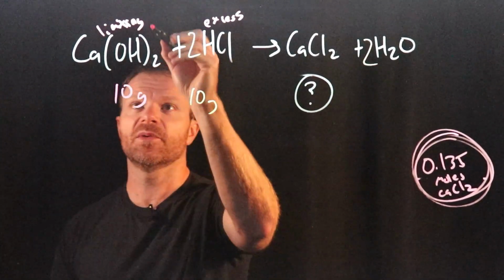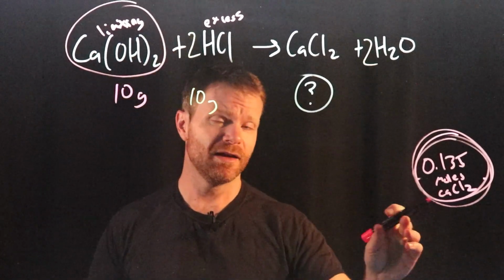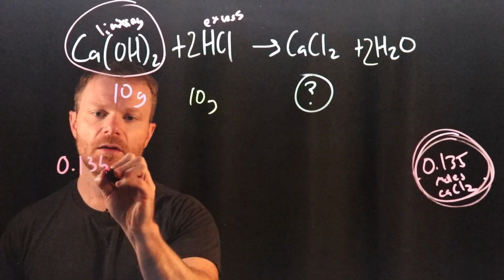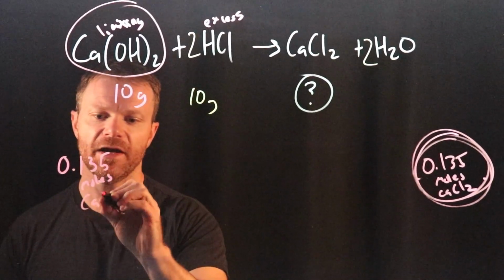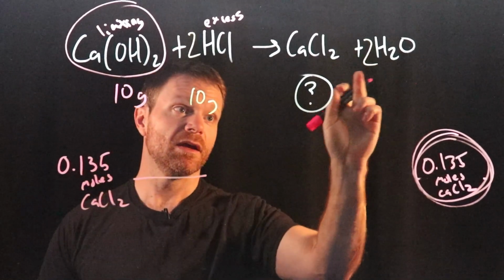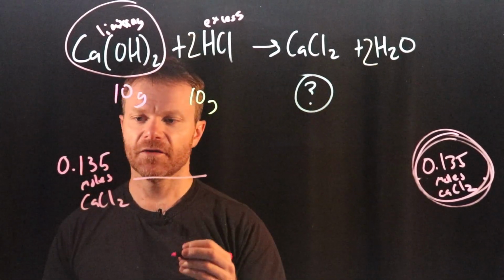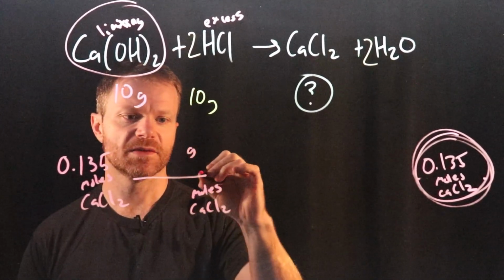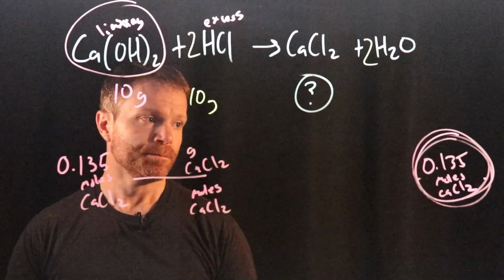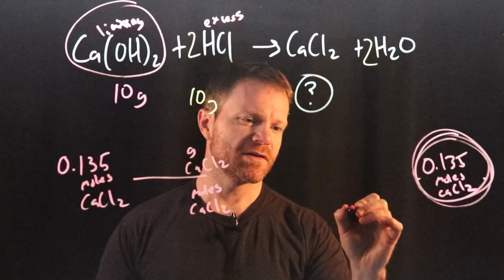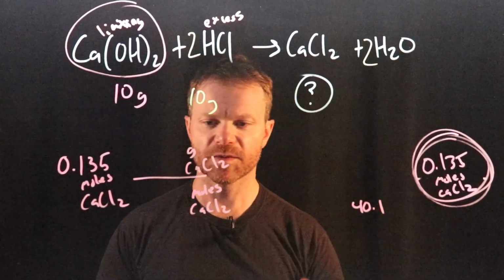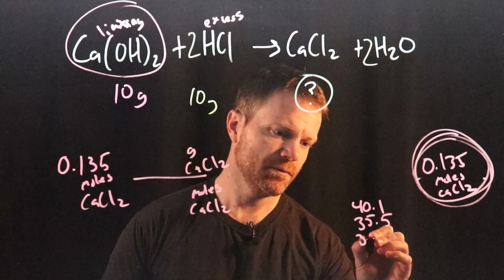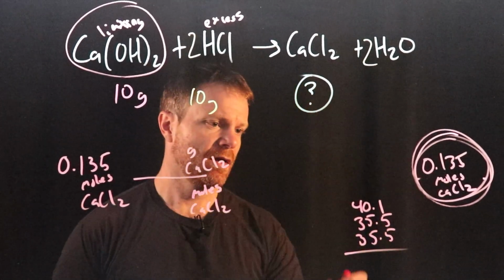So far in this problem, we've determined that our calcium hydroxide is our limiting reactant, and we only have enough calcium hydroxide to make 0.135 moles of calcium chloride, but we want to know exactly how many grams that is. So let's convert from moles to grams. Moles calcium chloride on bottom, grams of calcium chloride on top. Calcium has a molar mass of 40.1 grams per mole. Chlorine, 35.5, and there's 2 of them. So I'll write it down twice there.